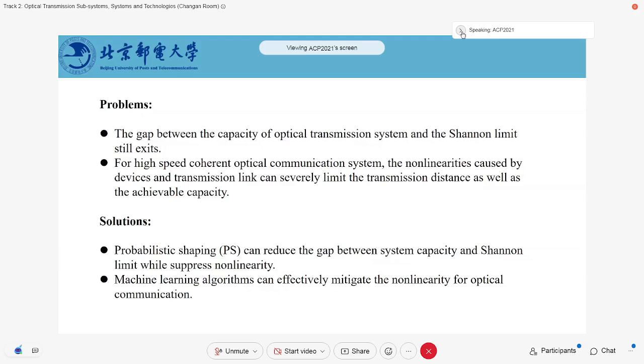In order to solve the problems, probabilistic shaping and machine learning have attracted much attention, because probabilistic shaping can reduce the gap between system capacity and channel limit, while suppressing nonlinearity. Some machine learning algorithms, such as K-means, Gaussian mixture model, and SVM, can effectively mitigate the nonlinearity for optical communication. This paper will combine probabilistic shaping and the optimized Gaussian mixture model clustering algorithm to further improve the system tolerance of high optical power.